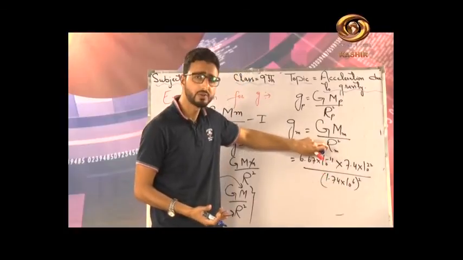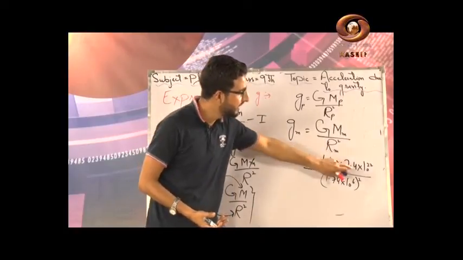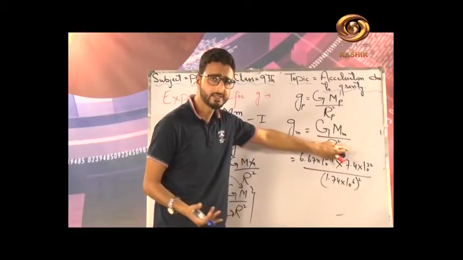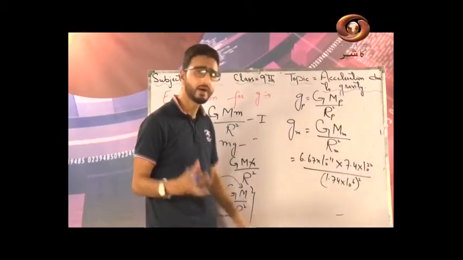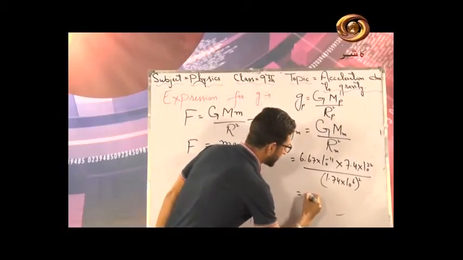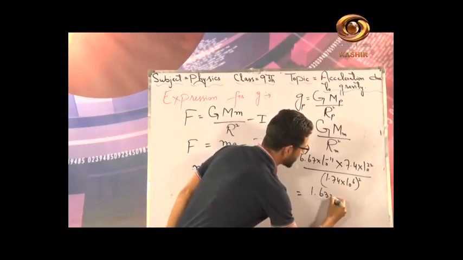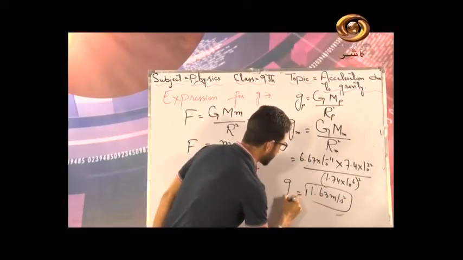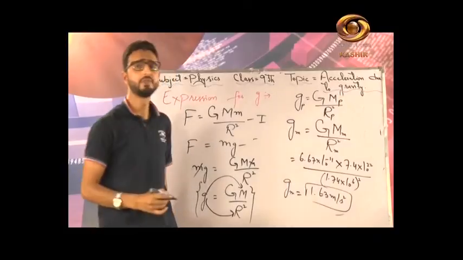You can take the powers separate, 10 raised to the power minus 11, 10 raised to the power 22, and in the denominator you have 10 raised to the power 12. When this comes up, this is 10 raised to the power minus 12. If you simplify this, you will exactly get 1.63 meter per second square. This is the acceleration due to gravity on the surface of the moon.